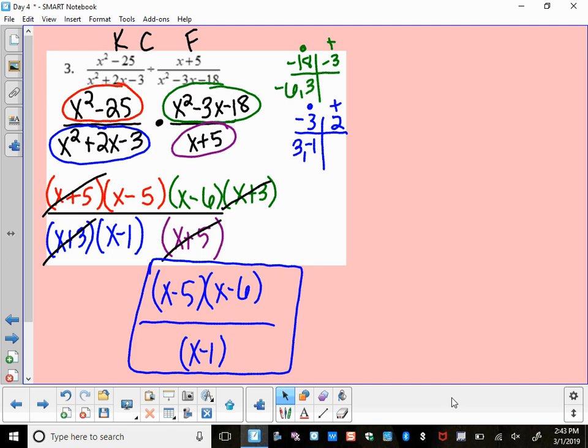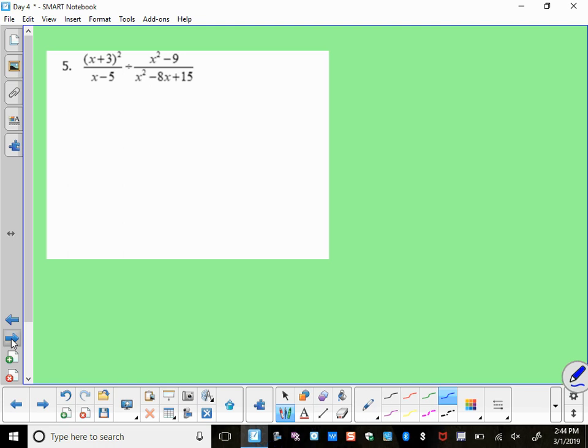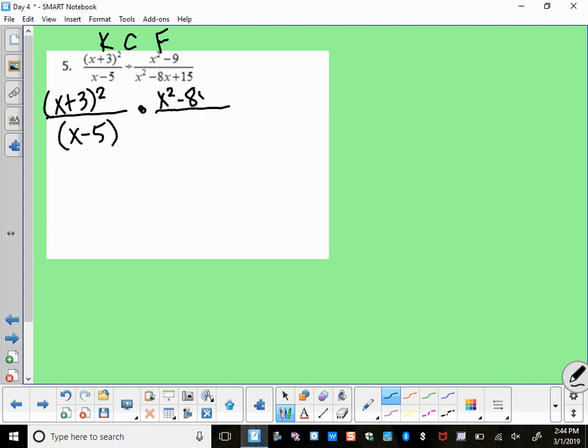Alright, we're going to do one last one. Let's go to number 5. I'm going to keep, change, flip. I don't want that division symbol. So I have x plus 3 squared divided by x minus 5. I'm going to change my sign to multiplication. Then I flip my fraction, so x squared minus 8x plus 15 is on top and x squared minus 9 is on the bottom.